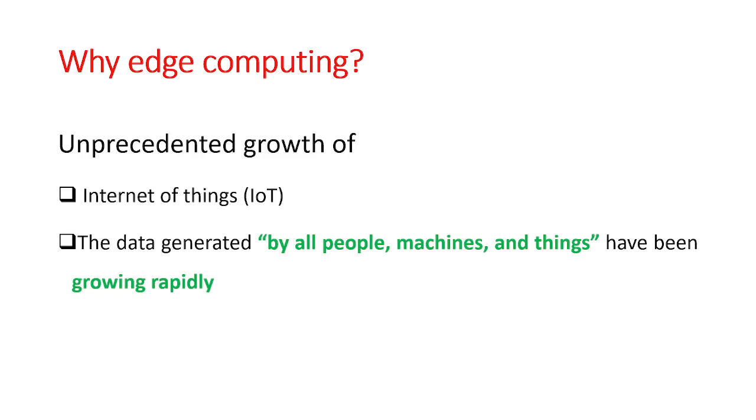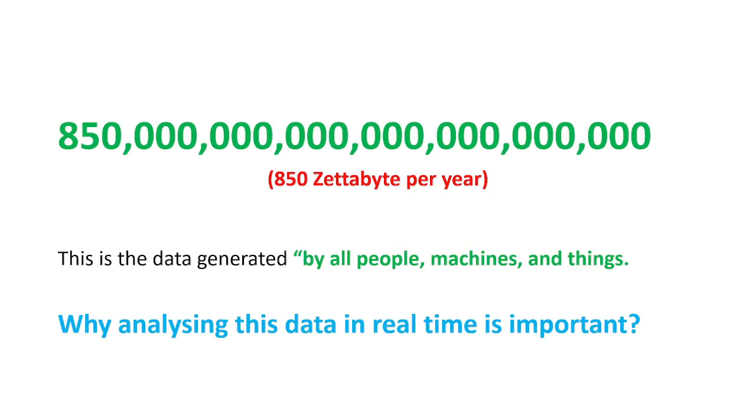This growth in the data can be understood by these numbers. So what do these numbers represent? This number includes 85 followed by 22 zeros. This much byte of data. So this will be 850 gigabytes of data. So this is the amount of data that the devices are going to generate by 2021. So the question is, why is analyzing this data in real time important?